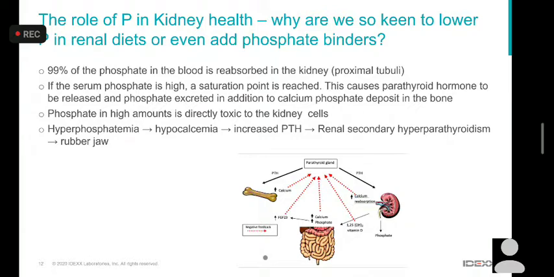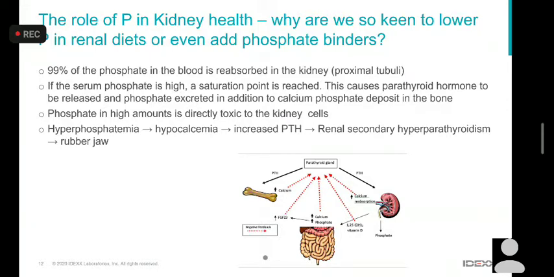And then we're on phosphorus, because obviously the one thing we hear about renal diet is that we are ever so keen to lower the phosphorus in the diet as well as the protein. And why is that? Well, it's because 99% of the phosphate in the blood is actually reabsorbed by the kidney. Once again, we have the proximal tubuli here. So they are basically little tubuli. If the serum phosphate is high, you get to a saturation point, and then you release parathyroid hormone.